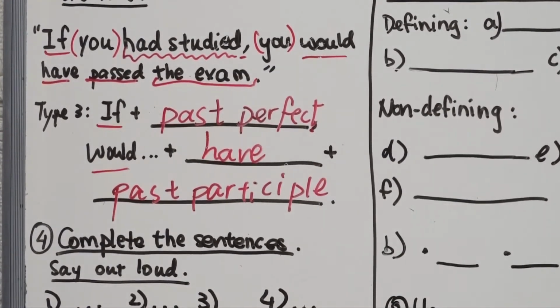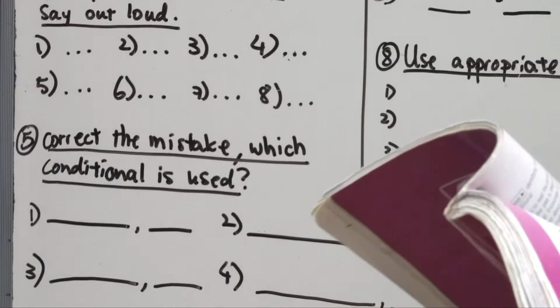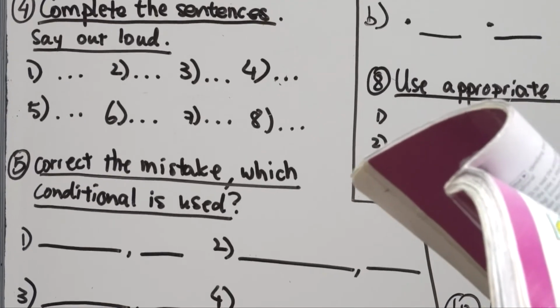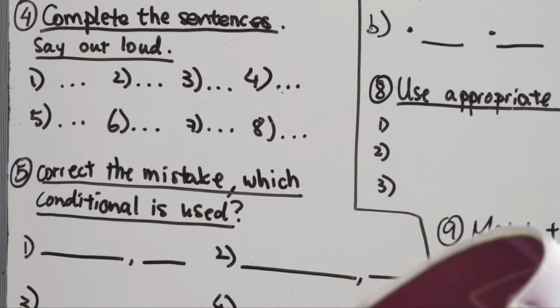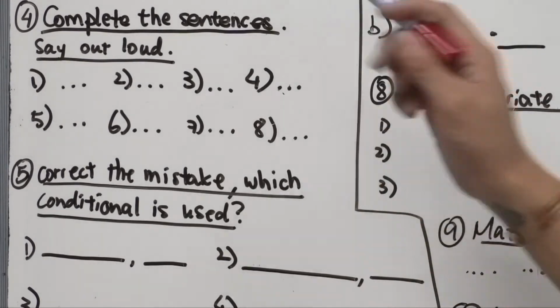All right, good. So I will just read out the model answer from the book, okay? Number 1, if I had known it was your birthday, I would have baked you a cake. Would have baked, past participle. Number 2, if you had called me earlier, I could have come to you. I could have come to you. Come, came, come. Past participle again.